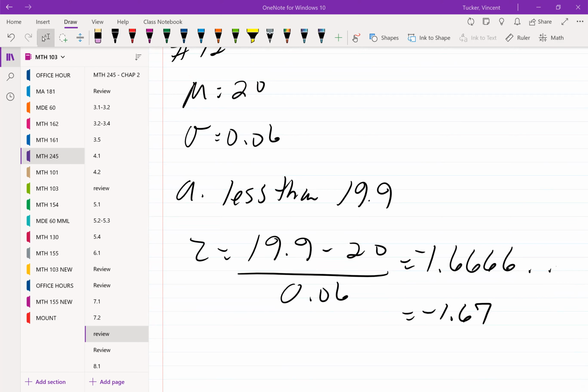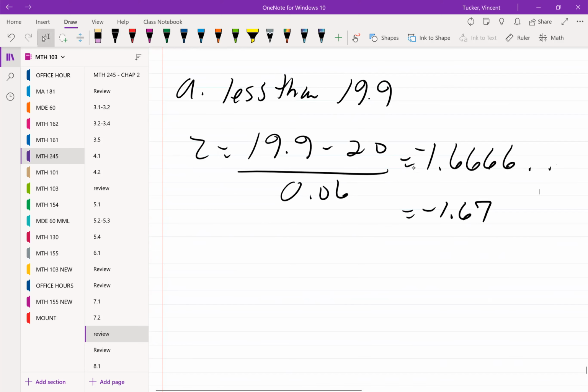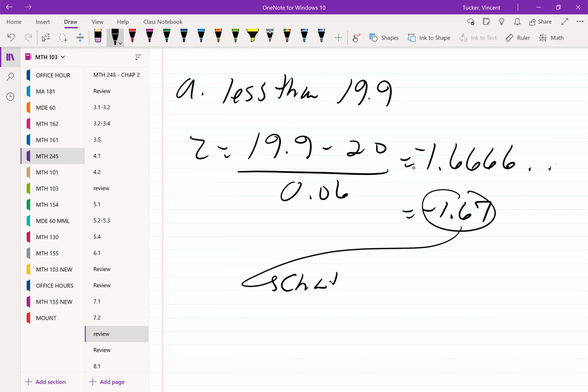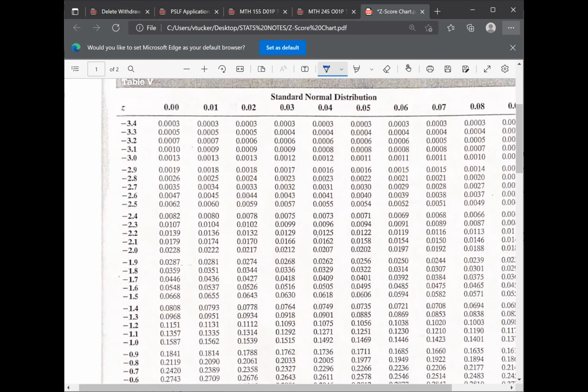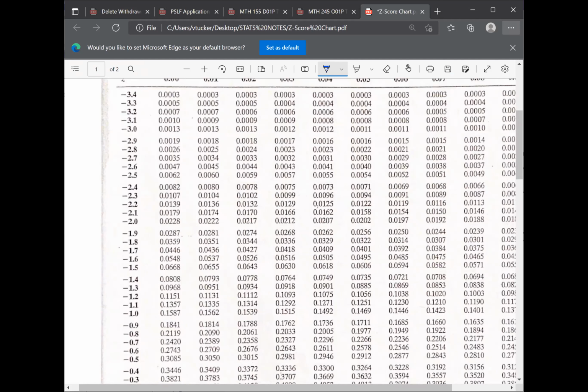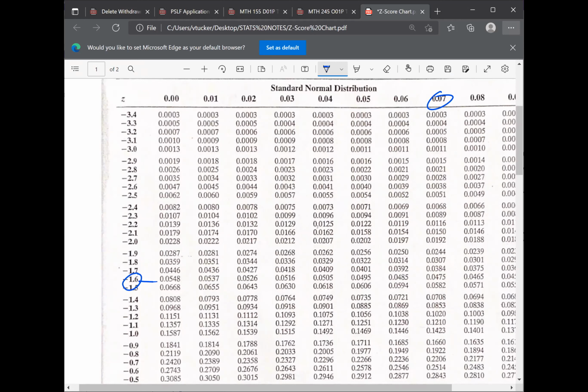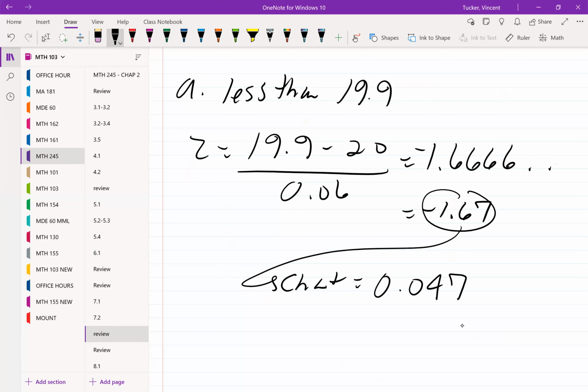Okay, you didn't do that one in the email. It was the 2.16 that you did that. Anyway, so negative 1.67. So let's now go to the chart. Take this value and go to the chart. All right, so we have negative 1.6, and we have 7 right here. So that should be 0.0475.